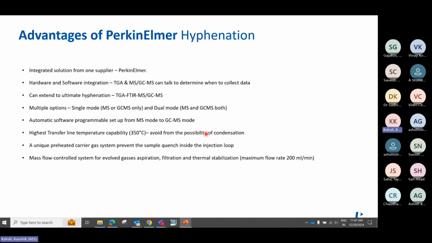We have the capability, the installation, the references, and the technical expertise to run a full-fledged hyphenation system. For any other vendor, either they are the manufacturer of the thermal part, or the FTIR, or the GCMS part. But for the coupling, they need to collaborate with another company to give a complete solution to the customer. And if any issue comes, then this blame game starts: the thermal company will say, no, we don't have any problem, it is maybe due to your FTIR or GCMS, and vice versa. But we don't have any chance to blame any other cells, because the systems are manufactured by us only.